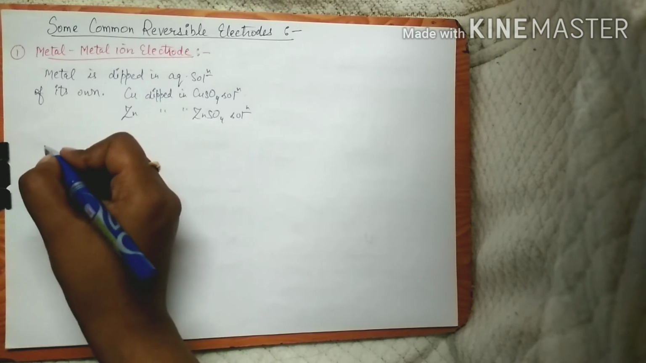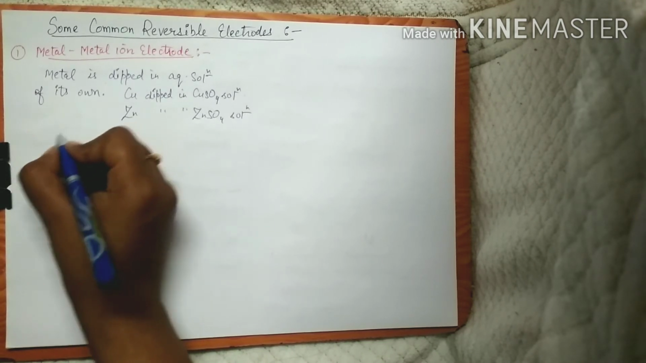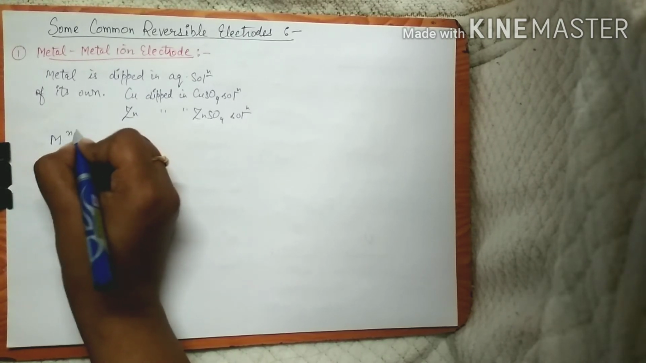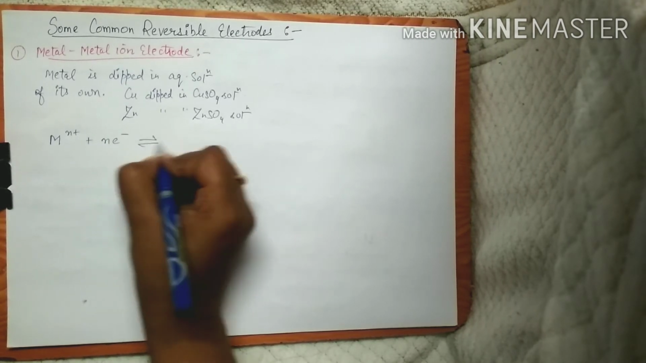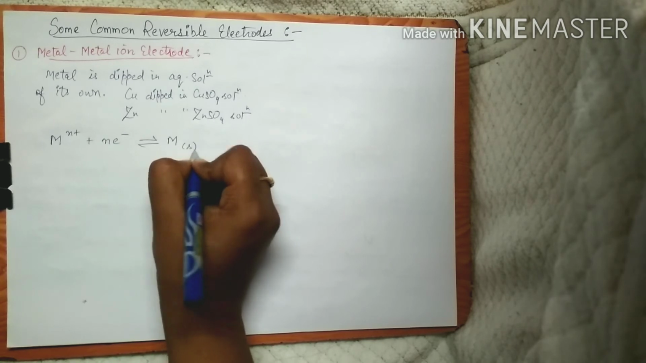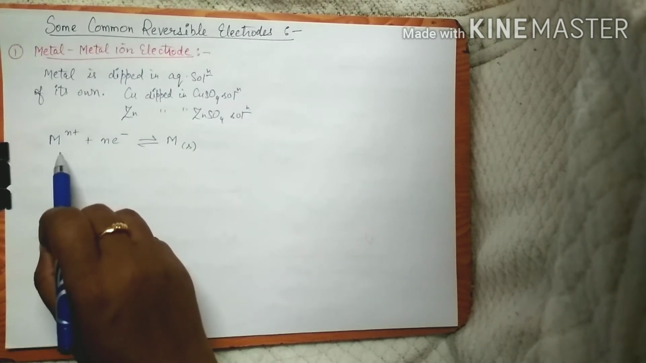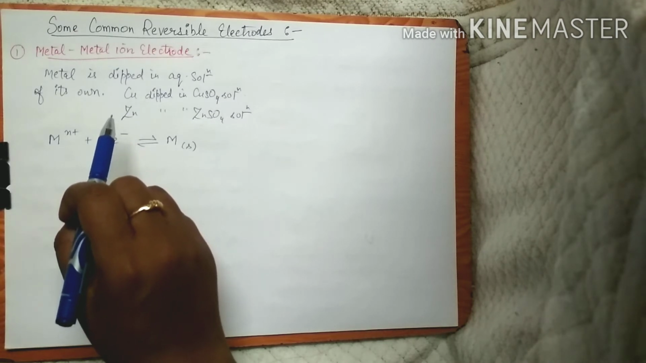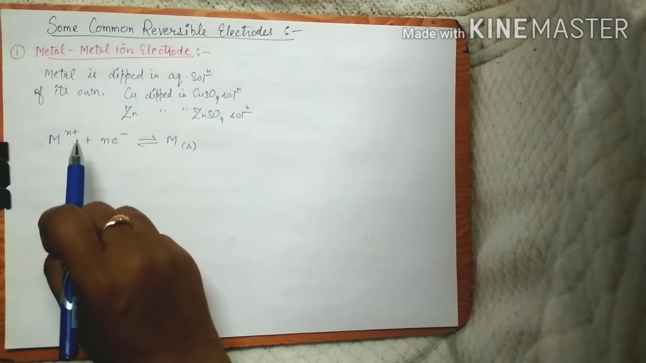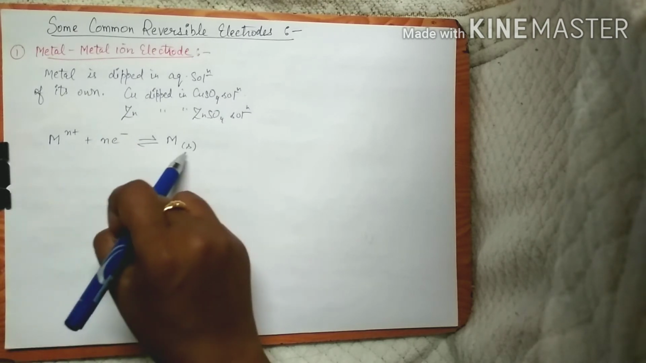So here what can happen? M^n+ plus n electrons can change into M solid, or the reverse reaction can also take place. It depends whether the electrode is behaving as anode or cathode. So we have represented a reaction like this.